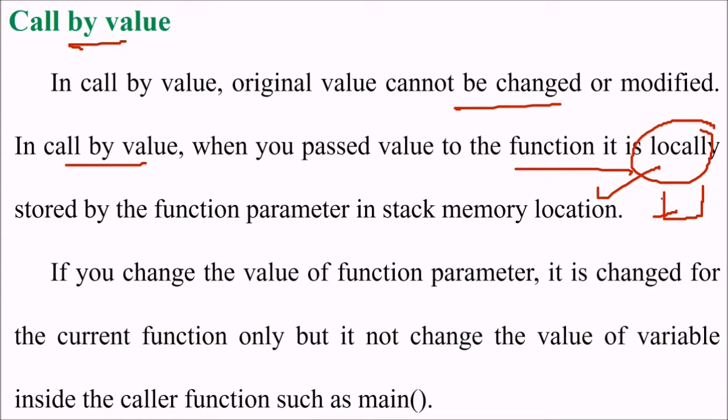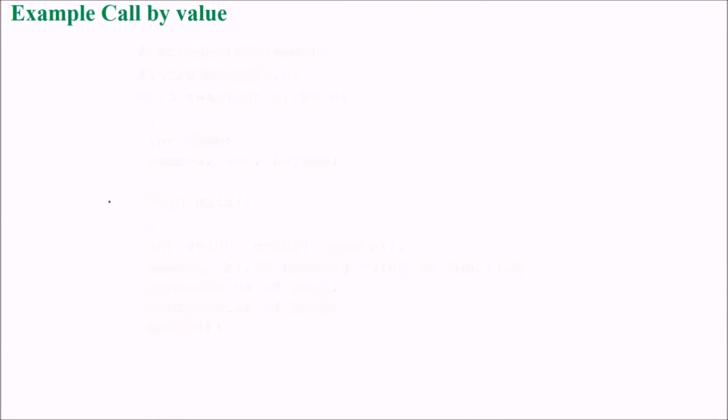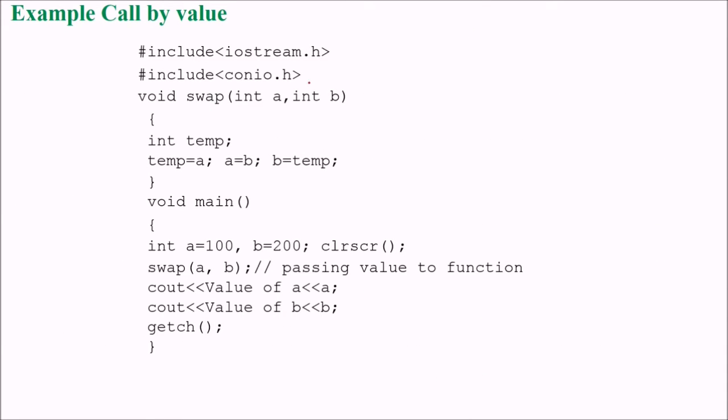So if you change the value of the function parameter, it is changed for the current function only, but the value of the variable inside the caller function, such as main or any other, is not changed. Let us take an example of call by value. Here we have a function called swap, and from the main function a is 100, b is 200, and we pass a and b to swap.